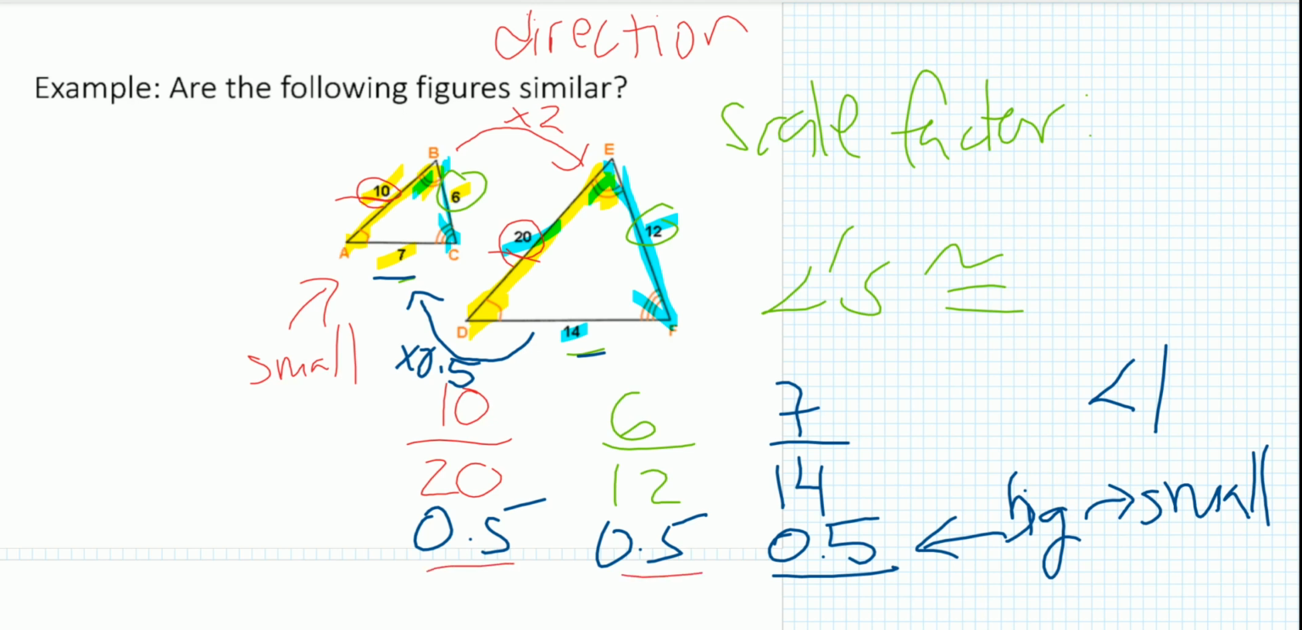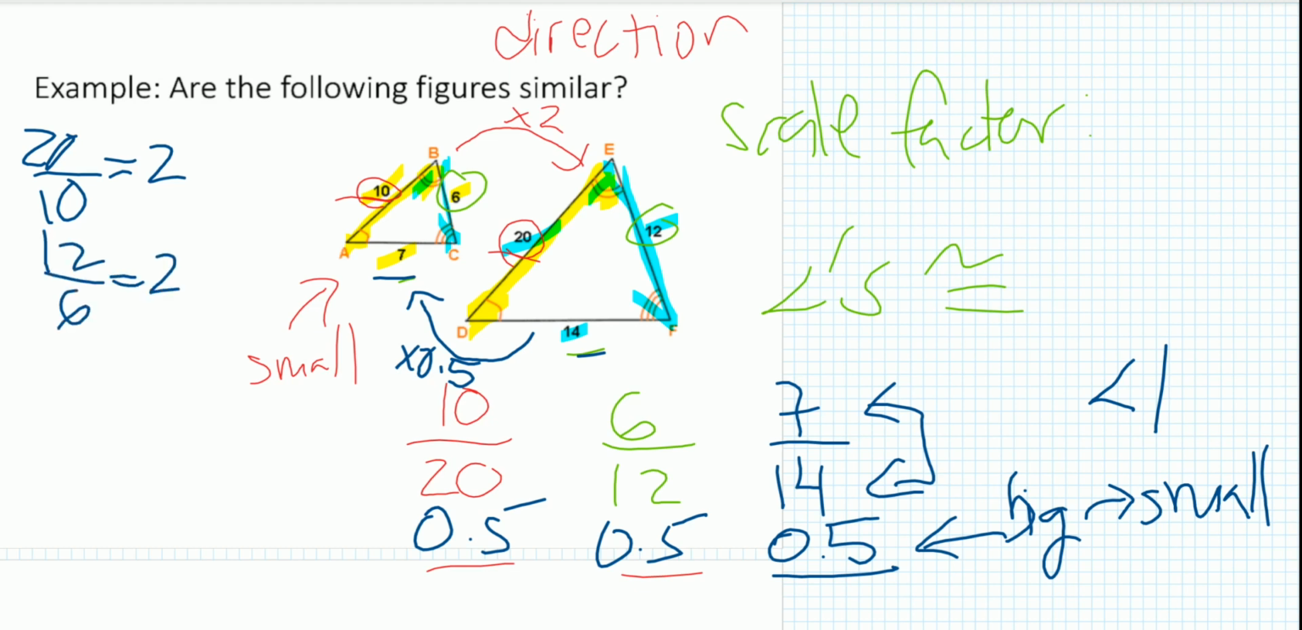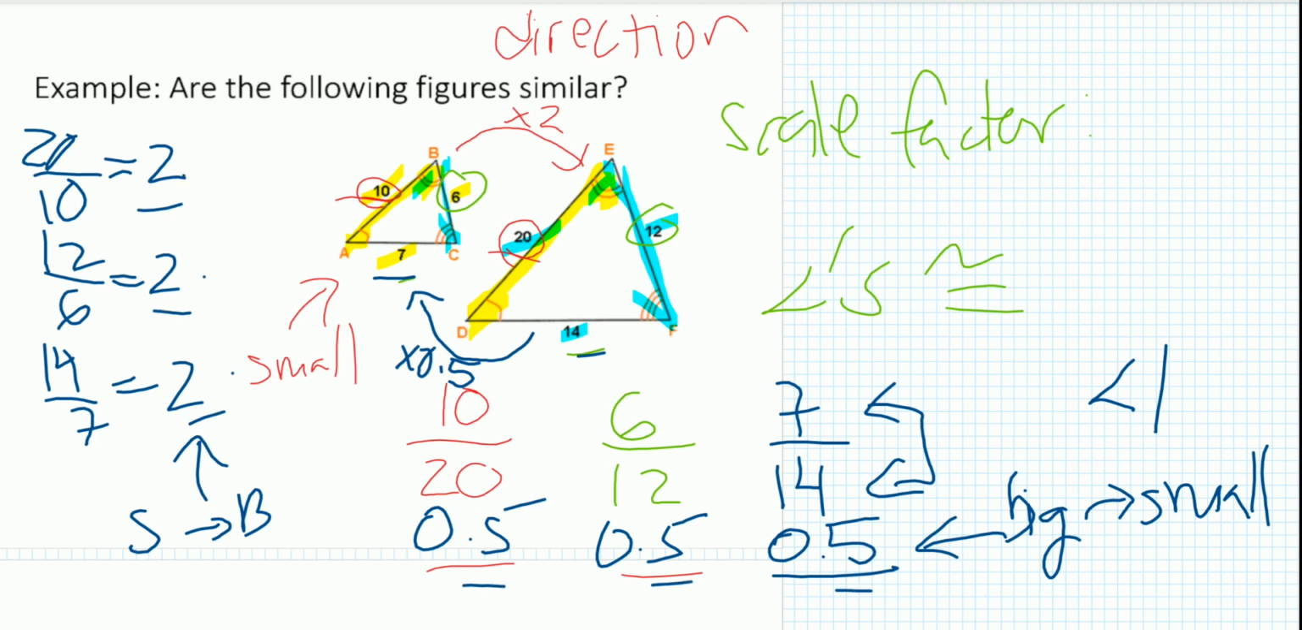Now, for those of you that care about it, in order for me to get the 2, I would just flip-flop all of these fractions. So for instance, 20 divided by 10 is equal to 2. Then 12 divided by 6 is equal to 2. And then I'll do 14 divided by 7. So if you notice, this here is the scale factor from small to big. But it has to be the exact same number. This was 2, 2, 2. This one over here was 0.5, 0.5, 0.5. It has to be the same number, if your fractions are in the correct order.